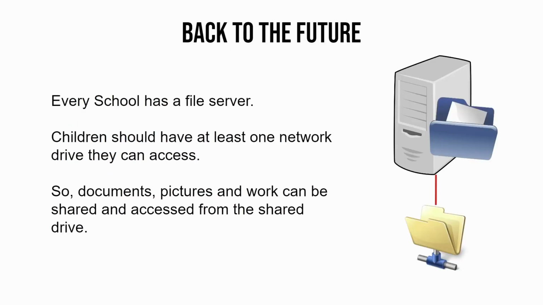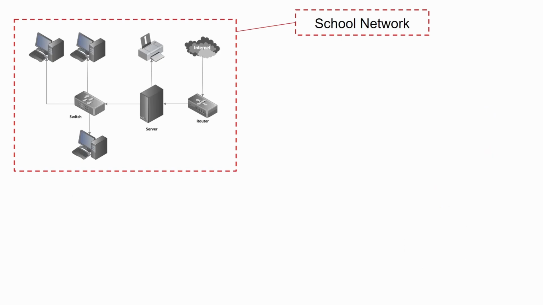Before I tell you how we're going to do it, I'm going to take you back to the future. Let me explain a couple of things. And I've edited this slide, back to the future. So every school has a file server. It's how you log on, it's how it verifies who you are. And children should have access to at least one network drive. So documents, pictures and work can be shared and accessed from the shared drive. Easy peasy. That's what you should be able to do.